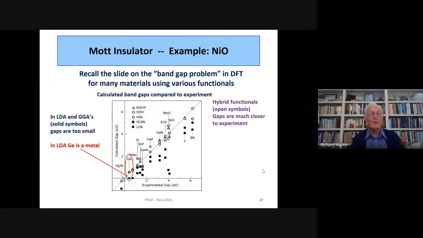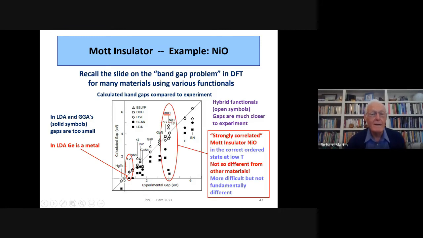Here's the example that I gave before of band gaps for systems in density functional theory, and the fact that modern hybrid functionals give gaps pretty well. I didn't point it out on the previous slide, but let's look at nickel oxide and manganese oxide, the so-called Mott insulators that are strongly correlated. They're really not so different once you do the calculation in the ordered structure. It's more difficult, which you can see by the fact that it's almost a metal in the local density. Both of them are almost metals in the local density approximation, and both of them have large gaps in reality.